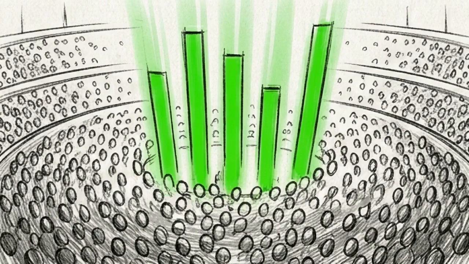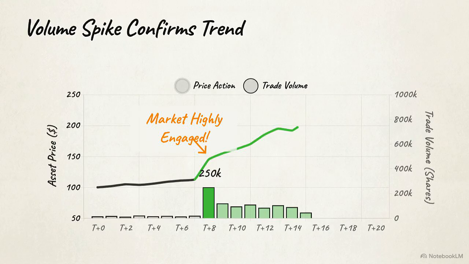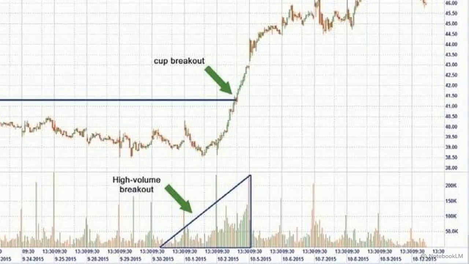Step 3 is checking the volume. Volume is the crowd noise in a stadium. If the crowd is deafening, something important is happening. You enable a volume indicator to see how many traders are actively participating. When a rising trend line pairs with a sudden spike in volume, the market is highly engaged. This chart shows a high volume confirmation.